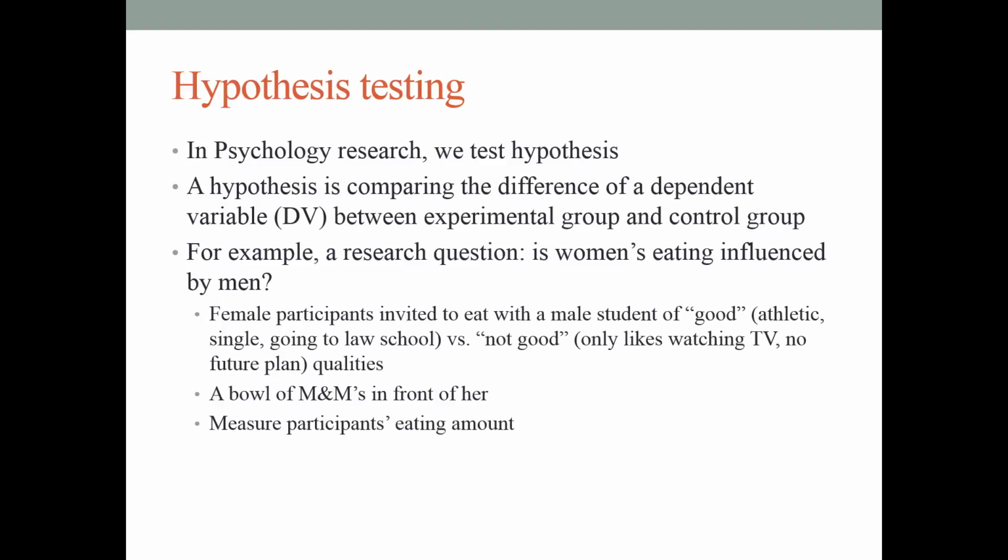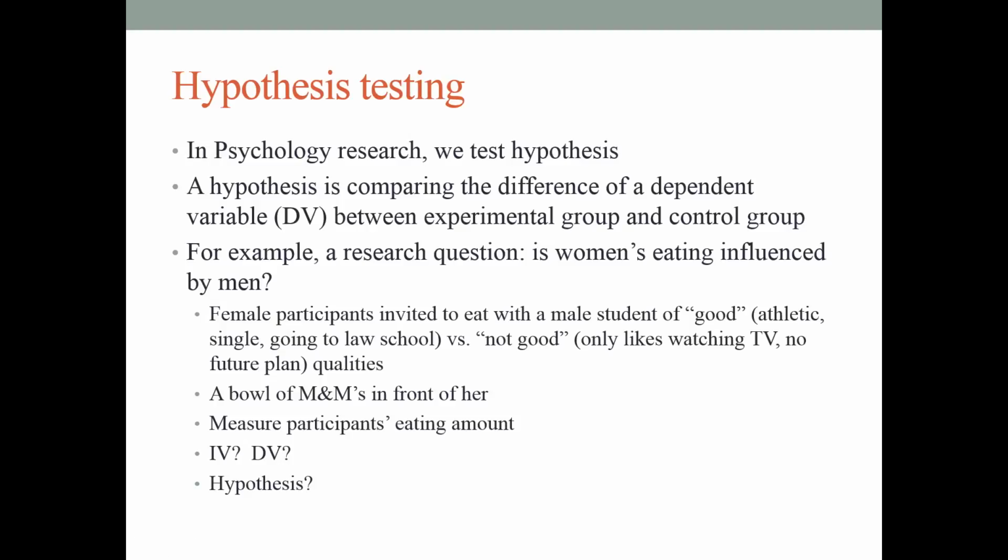So in this case, what is the IV? What is the DV? I want you to pause the video, think about it, maybe write on a piece of paper, and then come back. Alright, so now if you say the IV is the different qualities of men, good versus bad, then you're correct. And what is the DV? It's the participants' eating amount of chocolate. Hopefully you got it right.